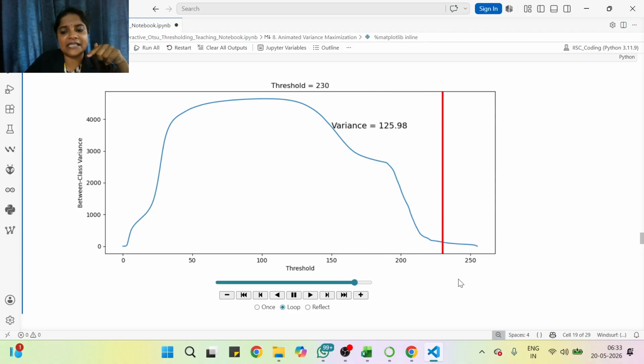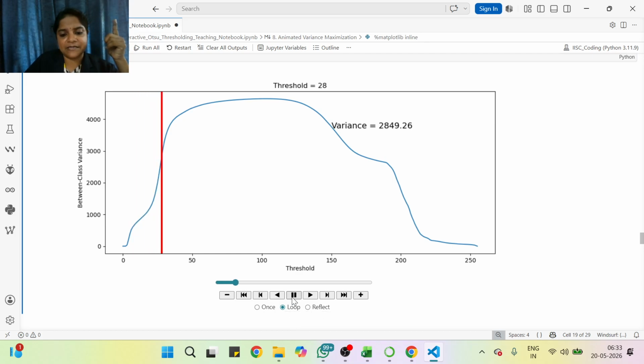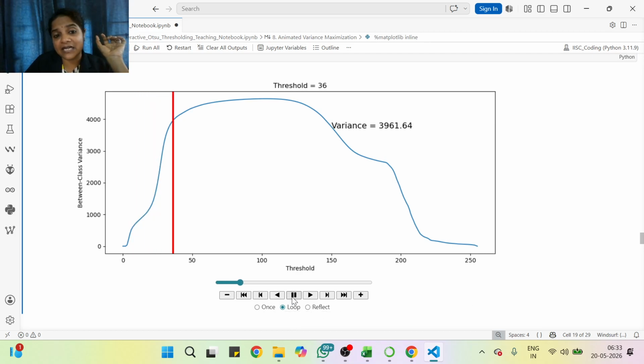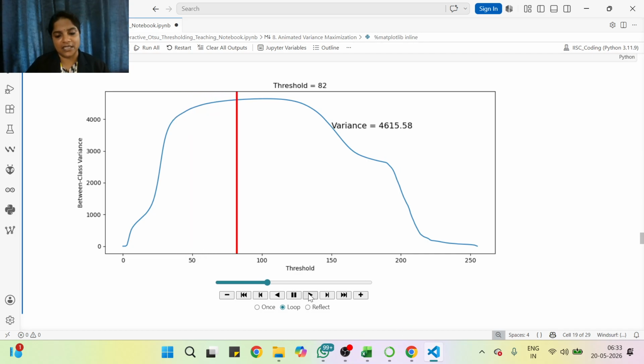If you compare this with our previous segmentation, what did you infer? What is between class variance? Between class variance talks about the difference between the two classes, how easy it is for us to differentiate between the two classes. If the between class variance is maximum, it is very easy to demarcate between the two classes. As the variance decreases, differentiating between the foreground and the background becomes difficult. So the impact of variance over the segmentation is very clear using this graph.